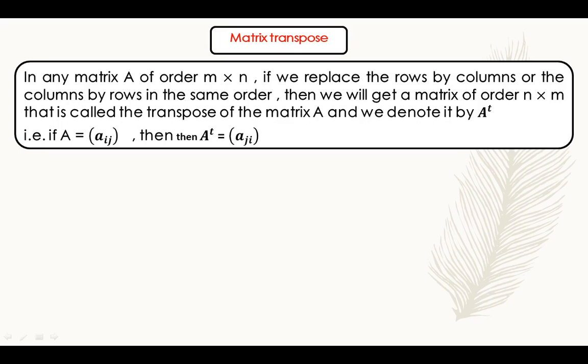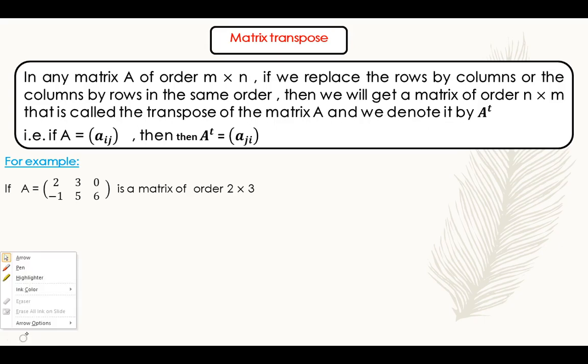That is to say, if A is a matrix with elements a_ij, where i is the number of rows and j is the number of columns, then A transpose will be equal to a_ji, which means that we replaced the columns by the rows. For example, here A is a matrix whose elements are 2, negative 1, 3, 5, 0, 6. This is a matrix of order 2 times 3.